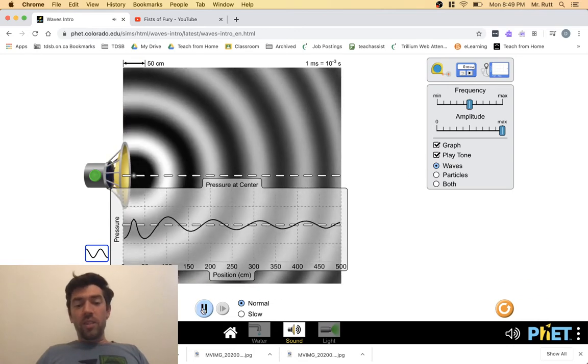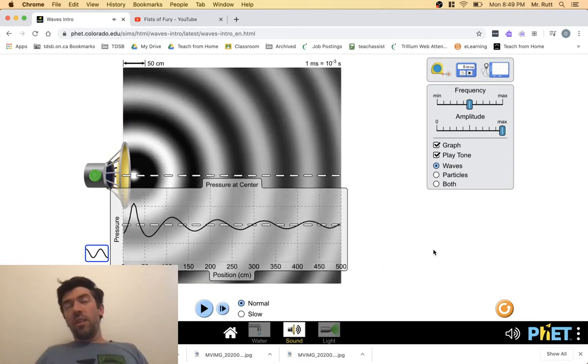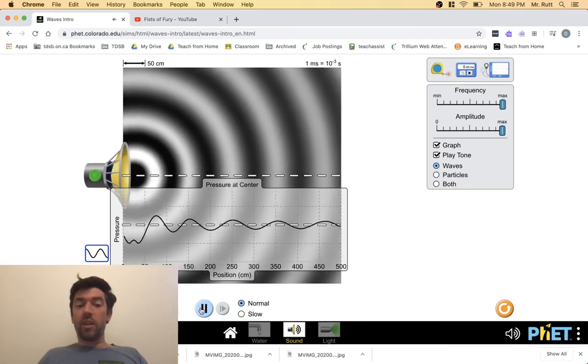So the frequency is the pitch of the sound. That's a musical term. If you've taken music lessons, you might know about pitch. But it's how high or low it sounds. So a really low sound versus a really high sound have different frequencies. And if you see a really frequent wave, then it's going to be a higher sound.